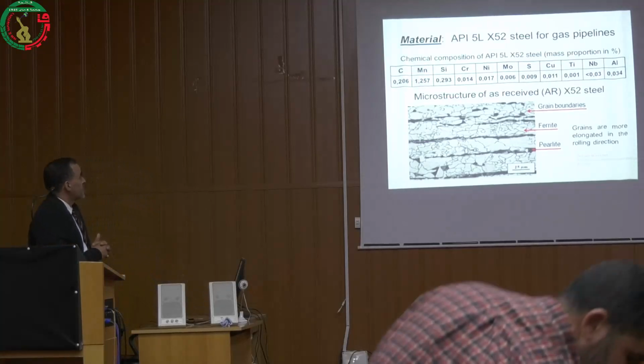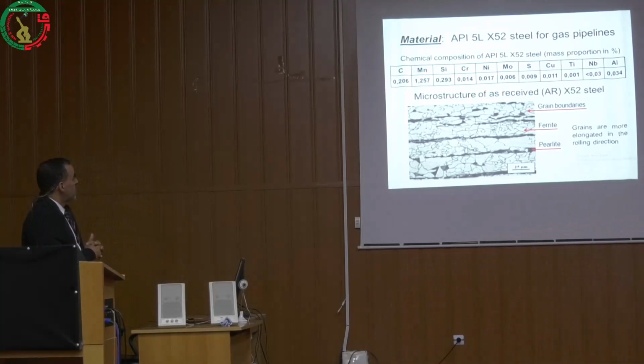The material considered here is a low carbon material. It's an API 5L X52 steel pipeline. The microstructure is a combination of ferrite and pearlite grains, and as we can see here, the grains are more elongated in one direction. This direction is the rolling direction.